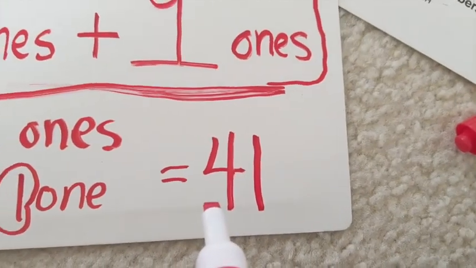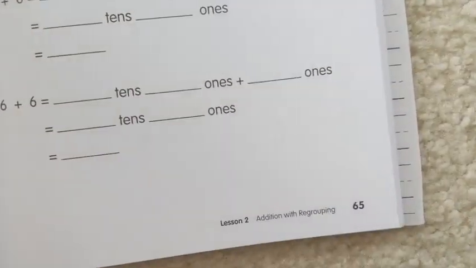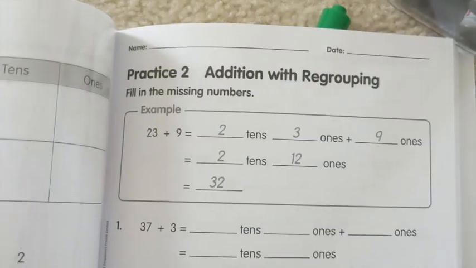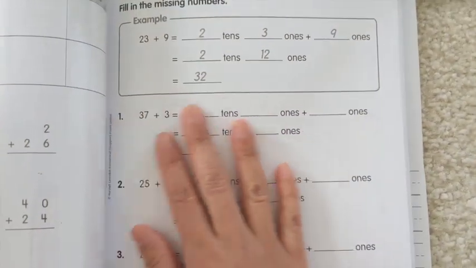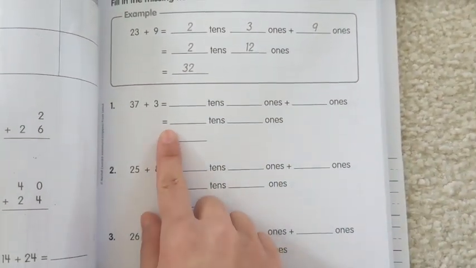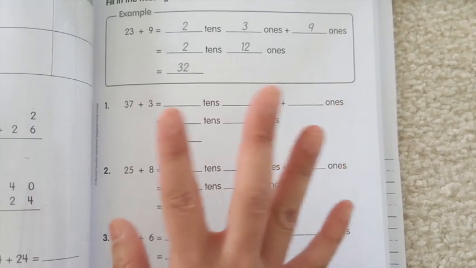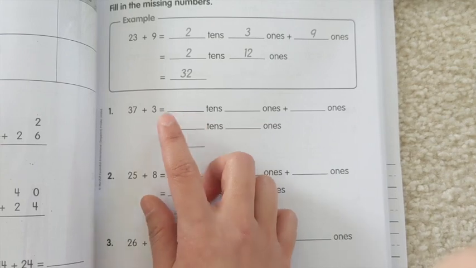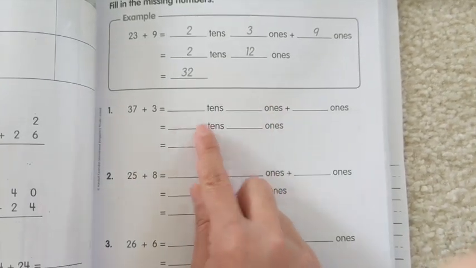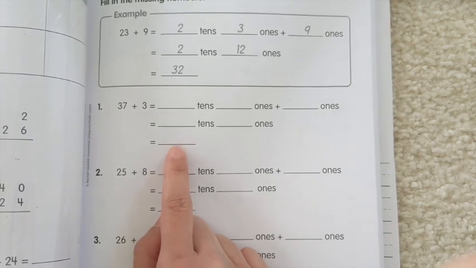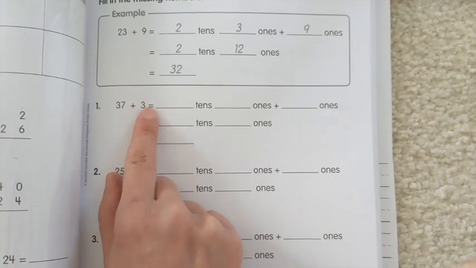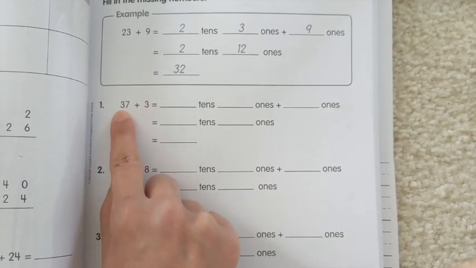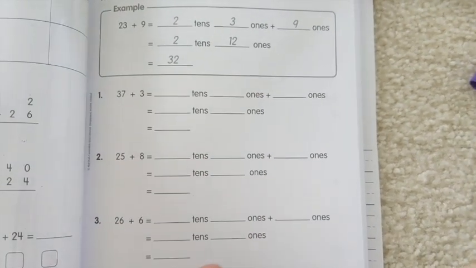41 to be exact. All right, friends, so now what you're going to do is you're going to go into your workbook. You're going to go to page 65, where it says practice number 2, addition with regrouping. And you're going to go ahead and read everything. Then, if there are pictures, you can read the pictures. And then third thing you're supposed to do is read the blanks carefully. And then read your answer. And tell yourself, does that make sense? Does that number look about right when you add 3 more to 37? And then you will be ready to move on to the next one.